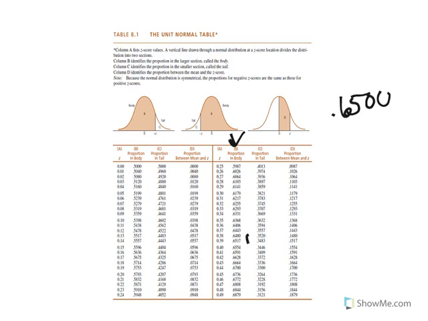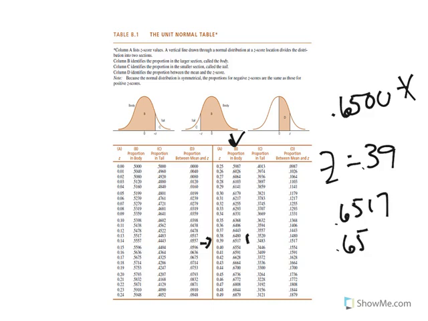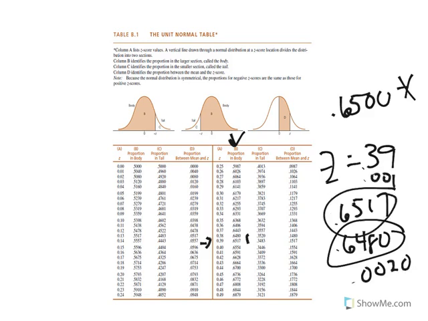And again, it's a matter of identifying which is closest. And similar to the previous example, we would go with the z-score 0.39, because the proportion is closer. Again, our ultimate goal is to find the proportion closest to 0.6500. We have options of 0.6517 and 0.6480. So again, the difference for this one is 0.0020, and for this one, the difference is 0.0017. So again, we go with the one which is closest, and that corresponds to a z-score of 0.39.